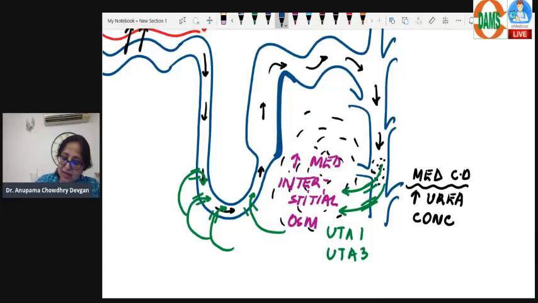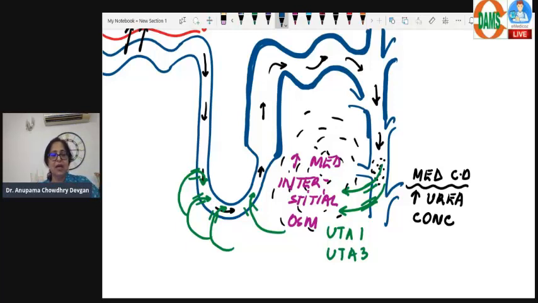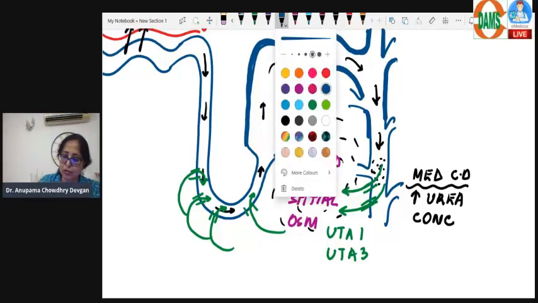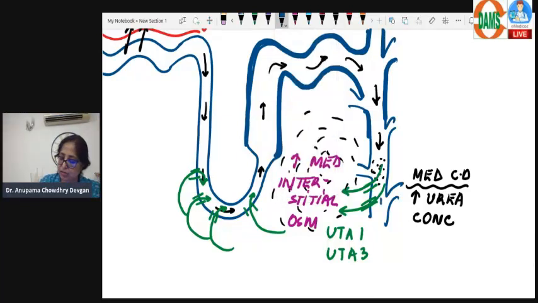The thick ascending limb, the DCT, the cortical collecting duct, this is impermeable to urea. So there is no movement of urea here. Then it reaches into the medullary collecting duct. Some amount of the urea goes into the interstitium and about 20% of the filtered urea is excreted out. Some of it goes into the interstitium, some is excreted out. Increases the medullary interstitial hyperosmolality.